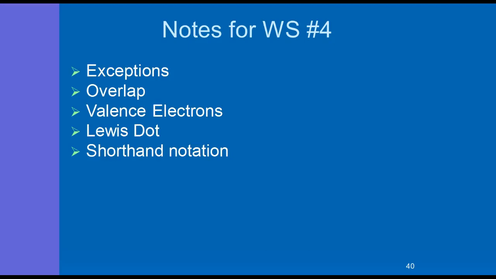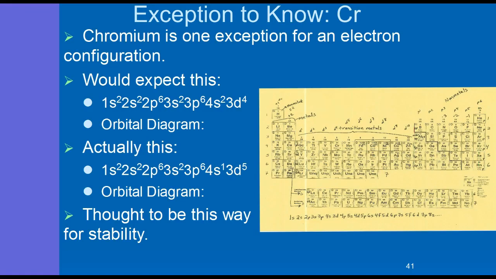Here are some notes that are going to cover electron configuration exceptions, some overlaps, some valence electrons, Lewis dot structures for individual elements, and shorthand notation. So one of the exceptions to know to the 1s2, 2s2 electron configuration is chromium.